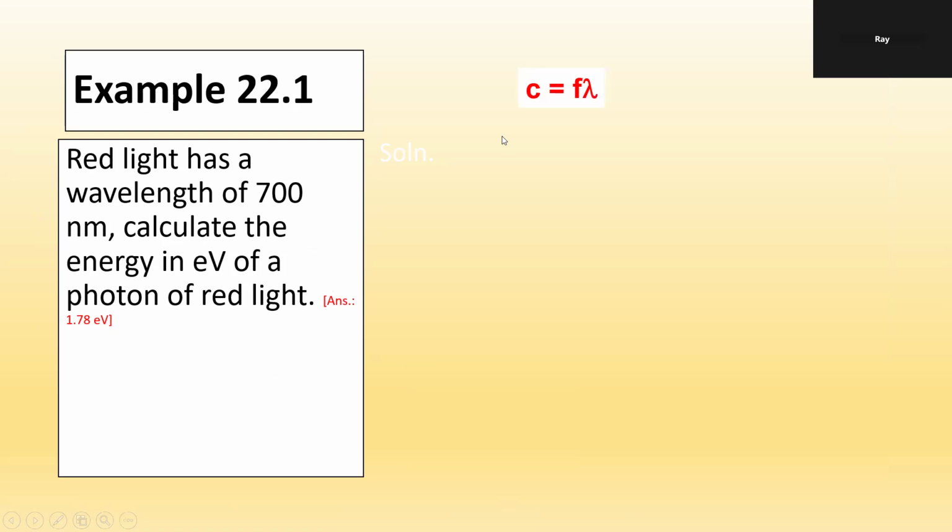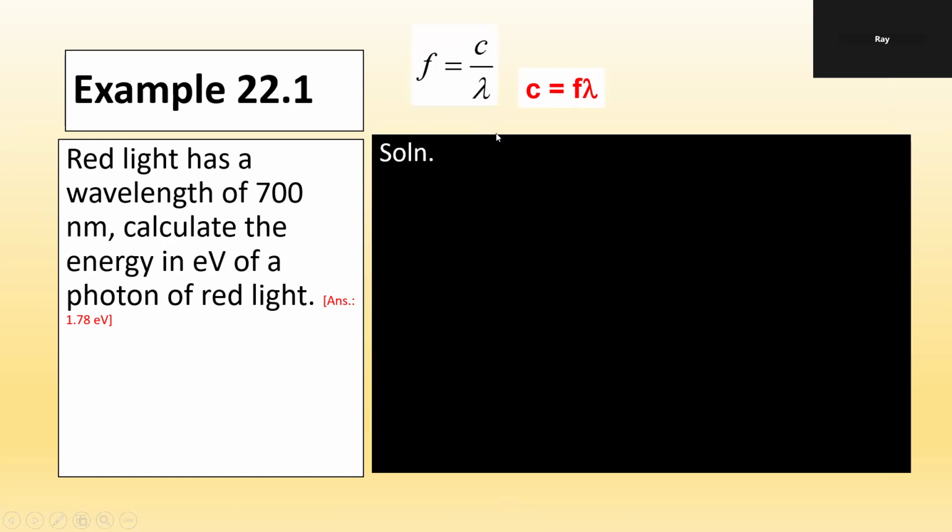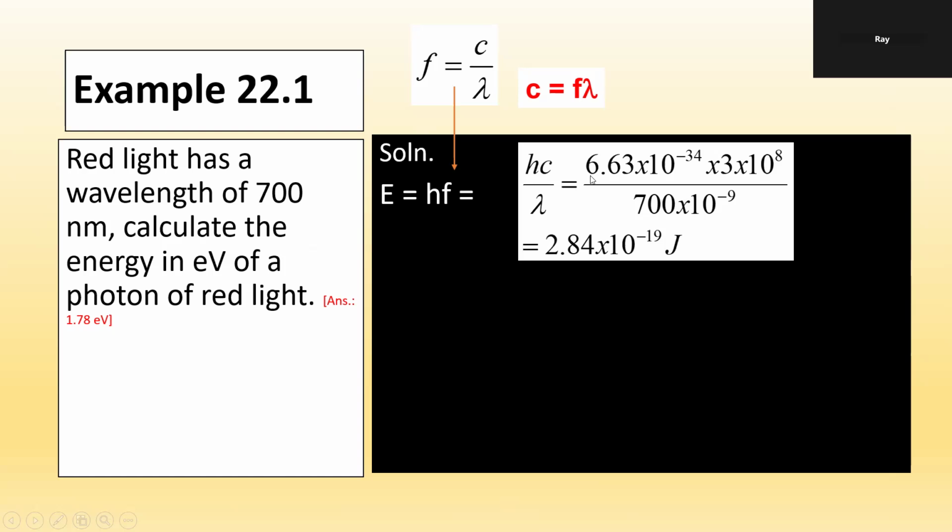And then convert your wavelength to frequency using speed of light c equals f times lambda. f is c over lambda. E equals hf. Replace the f with c over lambda. h is given. c is the speed of light. 700 nanometers, convert it to SI unit meters, and the answer is in joules.